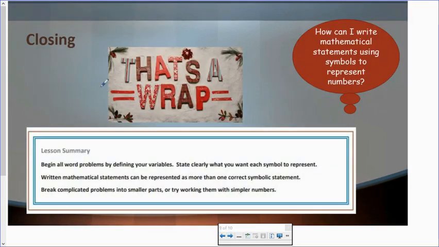Okay, so for our closing, just remember, begin all word problems by defining your variables. State clearly what you want each symbol to represent. Written mathematical statements can be represented as more than one correct symbolic statement. And break complicated problems into smaller parts or try working them with simpler numbers. Okay, so when we do the steps, this is one thing that we're doing: breaking it down into smaller parts to help us understand.